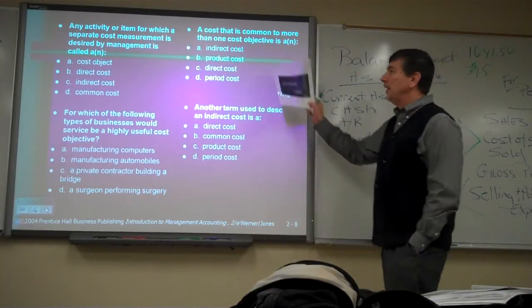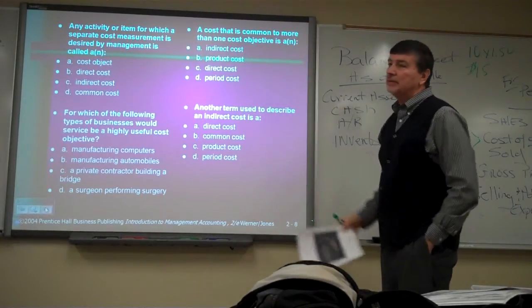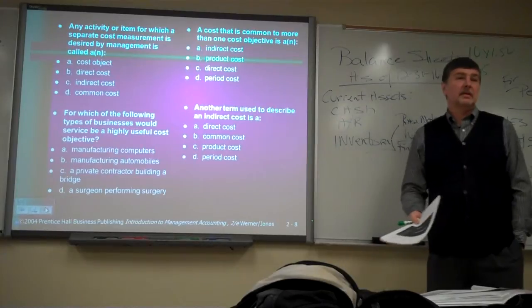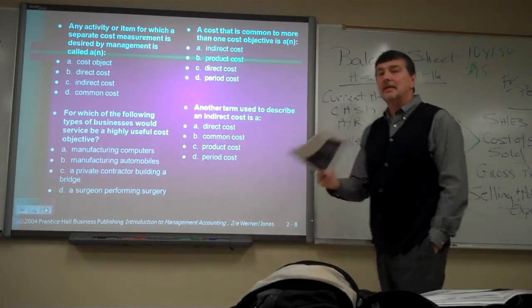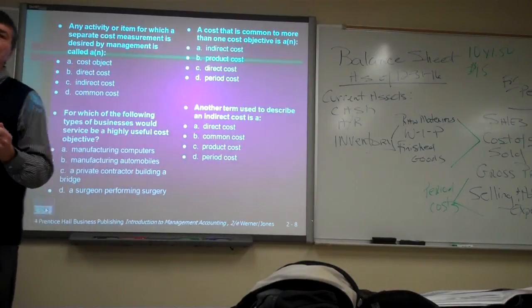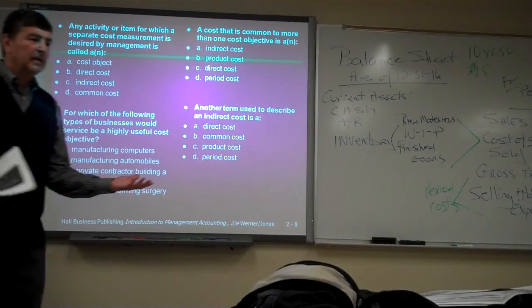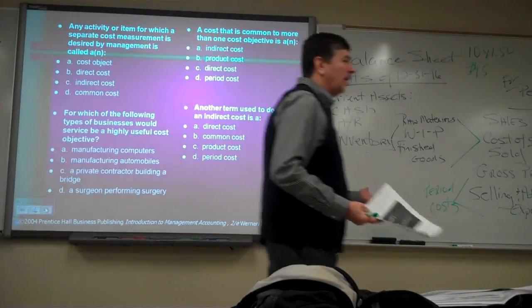Anyway, a cost that is common to more than one cost objective. Now, that's an indirect cost, but also put beside that in parentheses, a common cost. A common cost is an indirect cost. That's a cost that we really can't trace to a particular activity or cost objective. It's just not worth the hassle, basically.